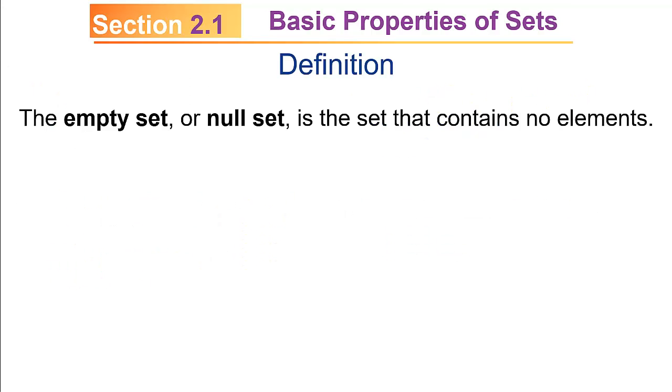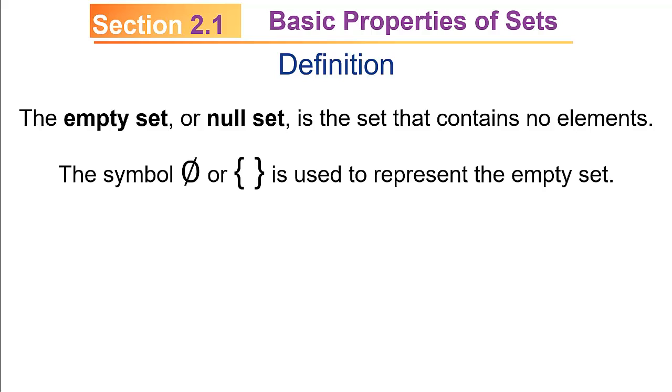We also talk about the empty set, or sometimes we say the null set. It's the set that contains no elements. We use two different symbols pretty regularly to stand for the empty set, and that's a circle with a slash through it, or a pair of braces with nothing inside. You'll see both of those symbols, so if you see either one, you'll know that we're talking about the empty set.